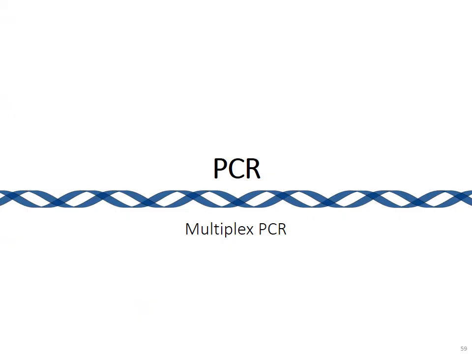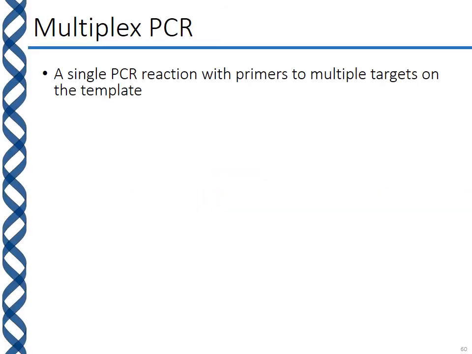So now let's look at multiplex PCR. In multiplex PCR, you are running a single PCR reaction. That is to say, you have a single tube with a single PCR reaction mixture in there, to which you've added your template DNA. However, rather than just one primer pair, you add multiple primer pairs. These primers will bind to different targets within your template DNA and create different amplicons.